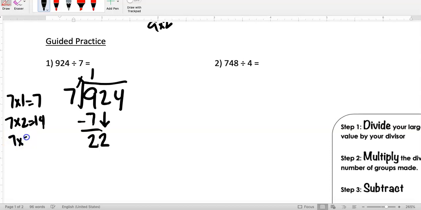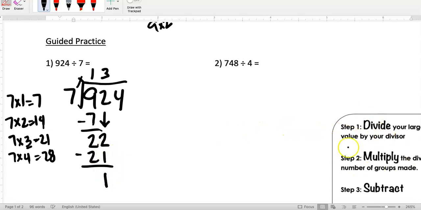7 times 3 gets you 21. 7 times 4 gets you 28. I'm going to stop there because 28 is too large of a number. I've got to stick to 21. So that answer is going to be 3. Notice I'm placing my digits right above the digit that I brought down so that I can make sure my numbers are correct. So 7 times 3 got me 21, so I'm going to place that 3 there. Don't forget to multiply. 3 times 7 gives you 21. Subtracting, 22 minus 21 gives me 1.